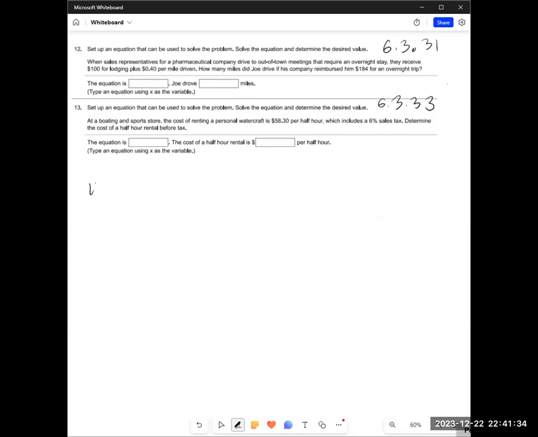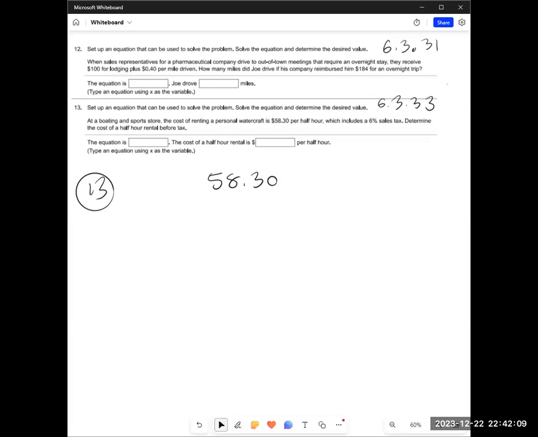Now let's work on number 13 here on my paper, which is like number 33 from the textbook. Set up an equation and solve the problem. At a boating and sports store, the cost of renting the personal watercraft is $58.30 per hour, which includes 6% sales tax. Determine the cost of a half hour of rental before tax.